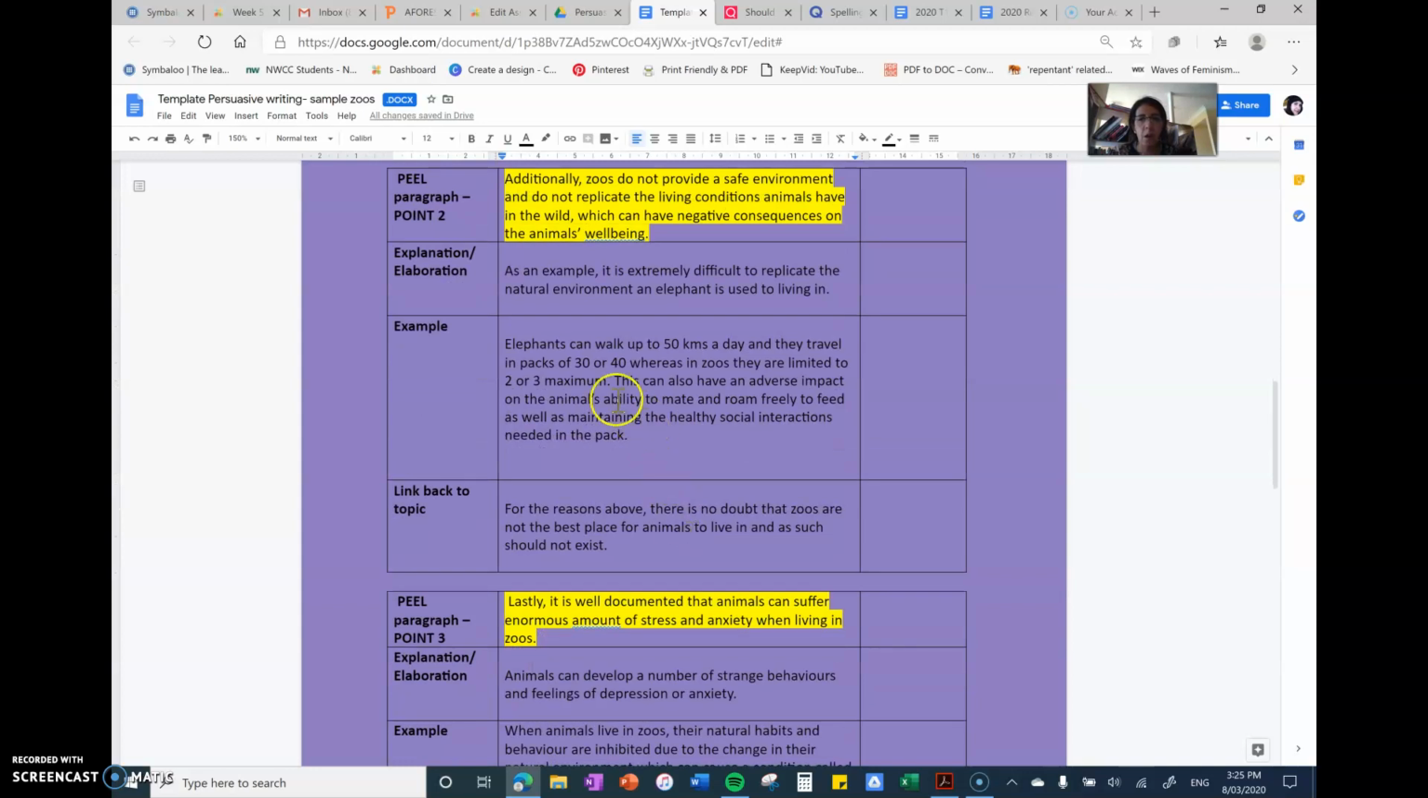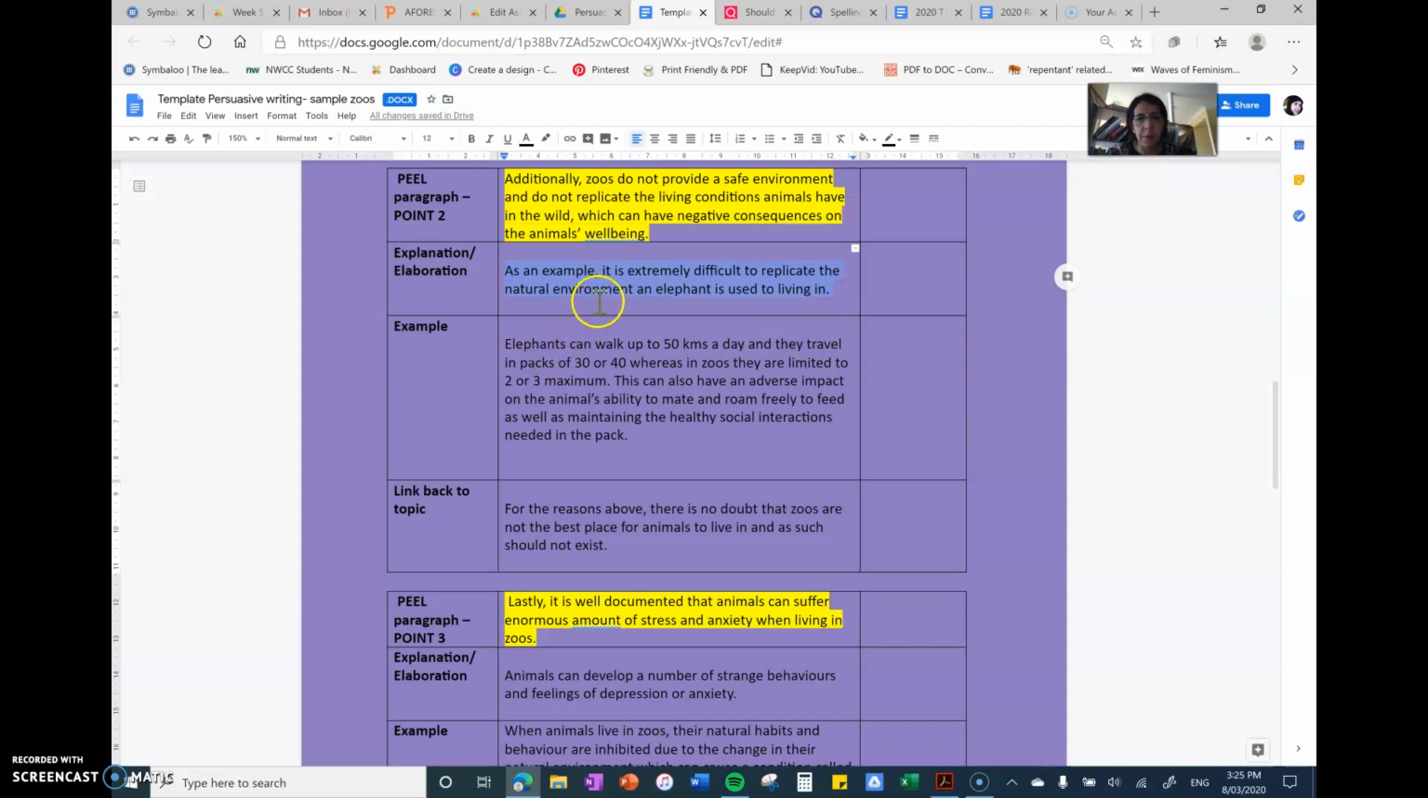Okay? All right, moving on to my paragraph two. I got, additionally, zoos do not provide a safe environment and do not replicate the living conditions animals have in the wild, which can have negative consequences on the animals' well-being. I'm giving an example here. As an example, or elaboration, it's more called.